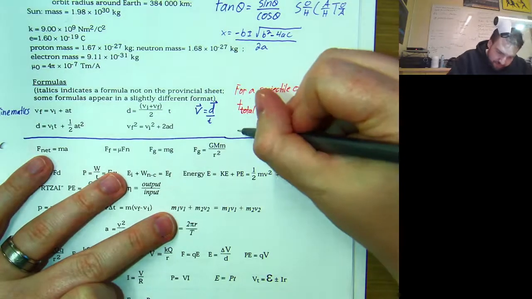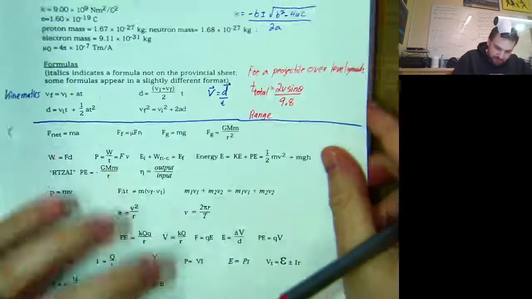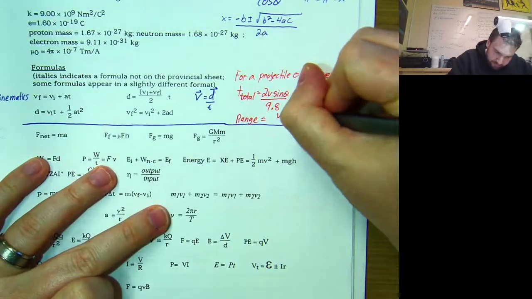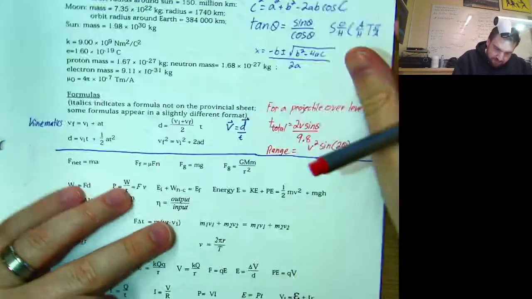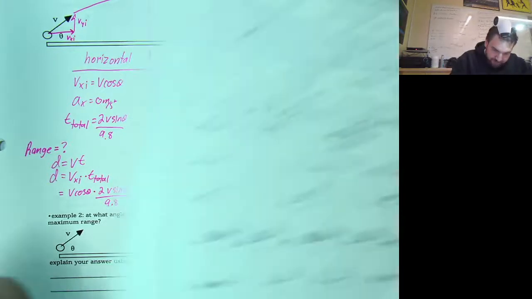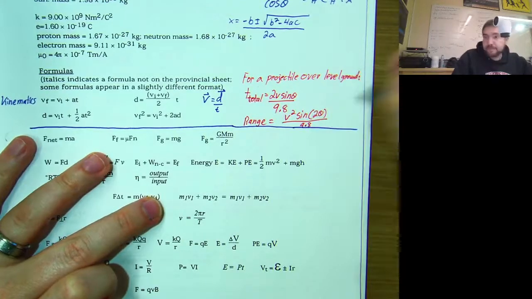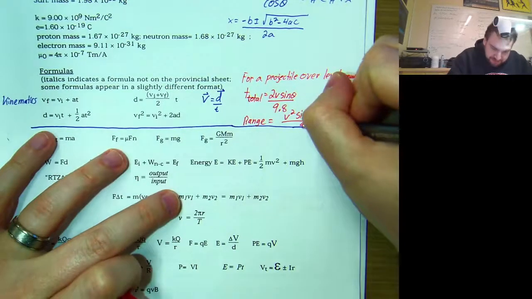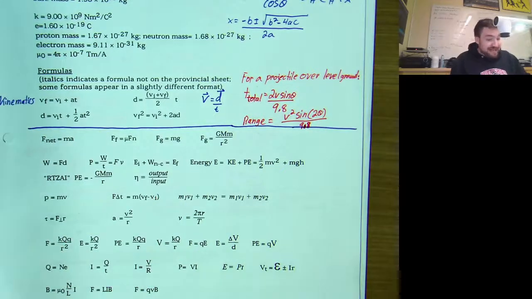And the range is v squared sine 2 theta, also over 9.8. You are welcome to use these results should they prove useful to you at any point in the future.